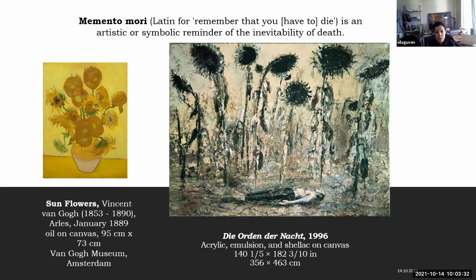And this is Memento Mori, normally after Van Gogh, I suppose, because I know that Van Gogh made these sunflowers for Gauguin's room. It's a Memento Mori, remember you will die. And Gauguin hated this painting. I know that. So I saw the same painting by Anselm Kiefer. He made the same Memento Mori.